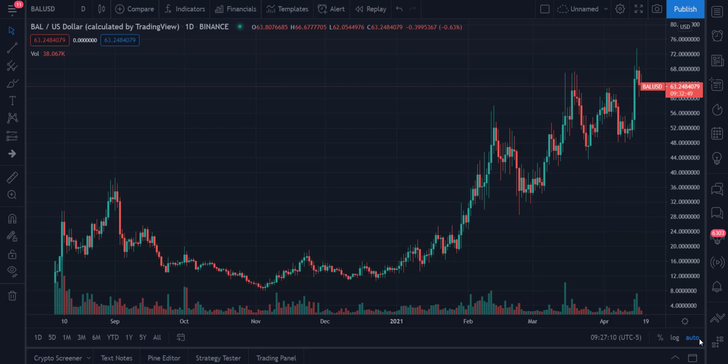Today is Saturday, April the 17th, and we're going to look at some cryptocurrency today. Looking at the Balancer token. This version is versus the US dollar, and we're going to be using the Binance version.